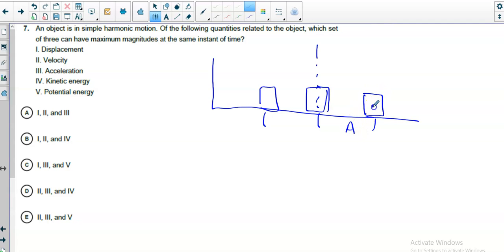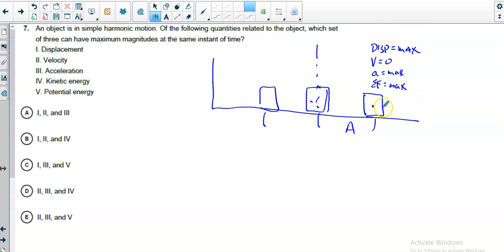All right, so when it's out here, what do we know? We know velocity is 0, acceleration is a maximum, net force is a maximum, displacement is a maximum.